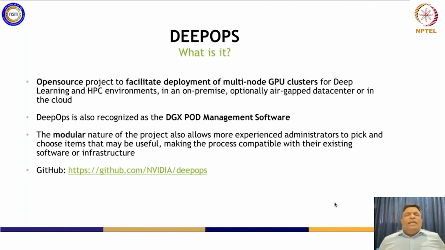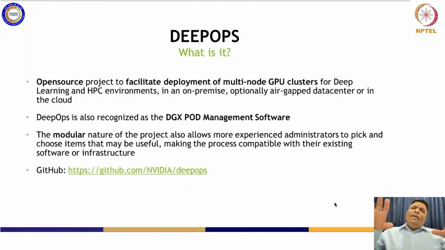DeepOps is basically an open source project from NVIDIA, which facilitates deployment of multi-node GPU clusters for deep learning and HPC environment in an on-premise, optionally air-gapped data center or in the cloud. So the idea is you can have a physical on-premise data center or basically in the cloud. So this is an open source project.